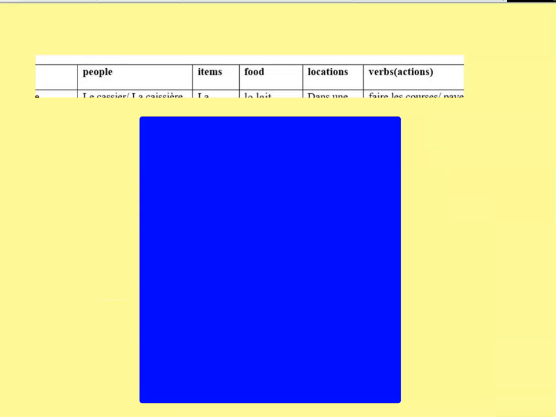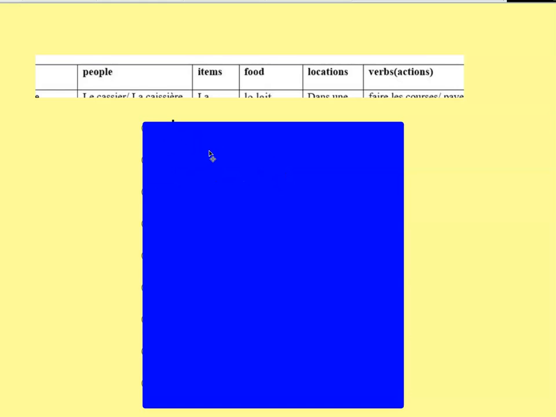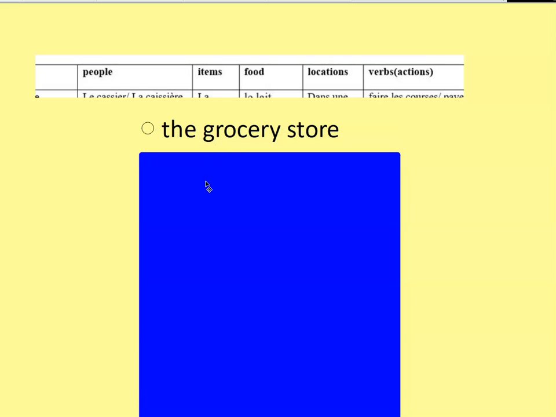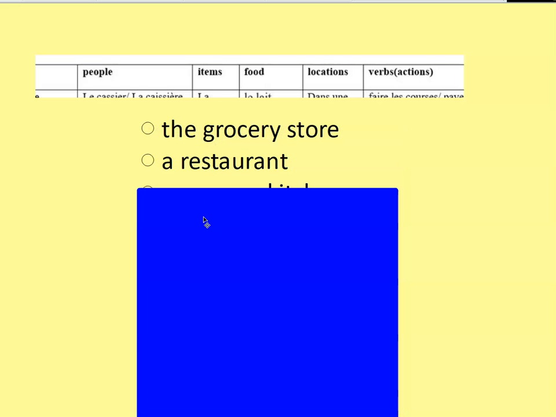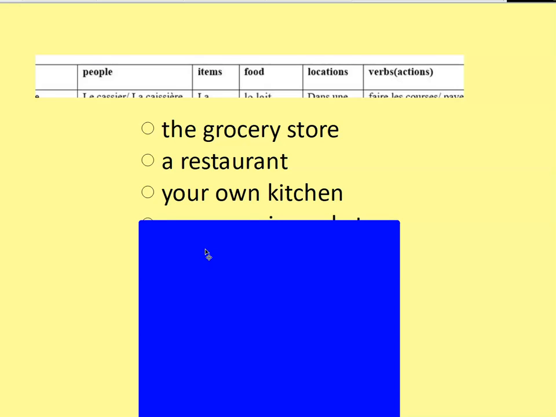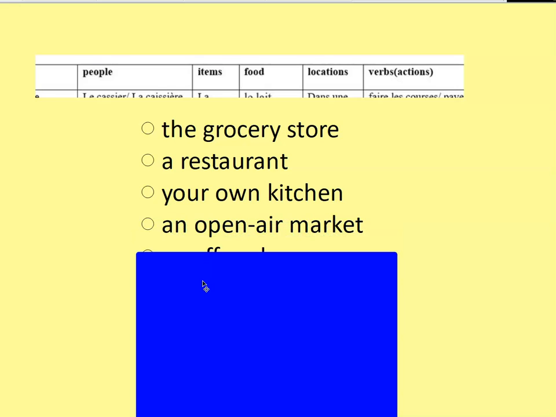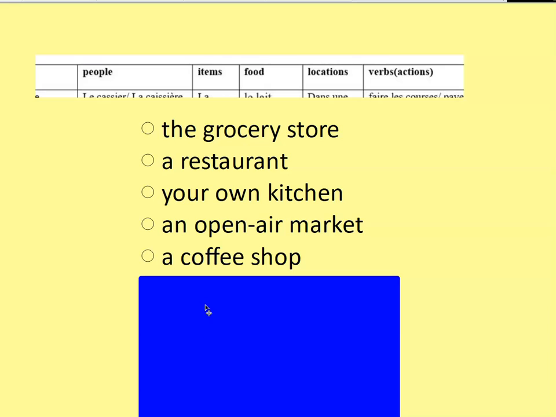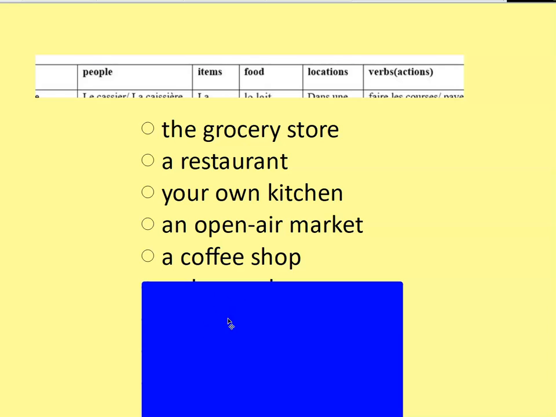So what I did for that, and that took me a long time to sit down and write the process grid, but along the top, well, first of all, the process grid is about where do you find food? Where do you eat food? All right, so the places, the grocery store, a restaurant, your own kitchen, cooking for yourself, right? Open air market, coffee shop, and then we could talk about coffee culture in France.